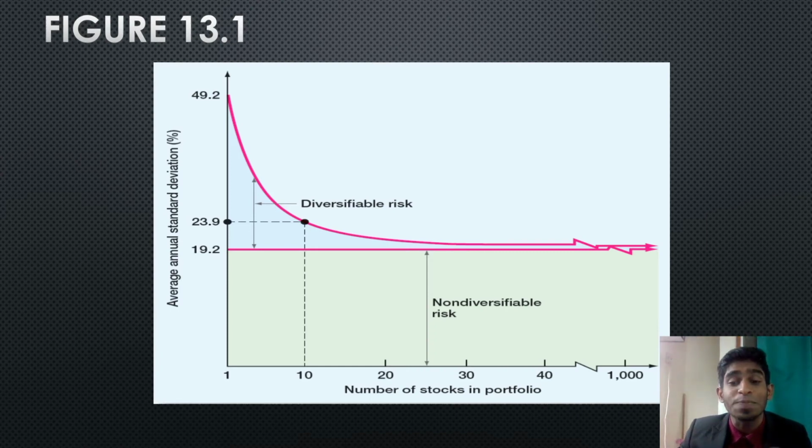Okay, figure 13.1 kita boleh tengok diversifiable risk. Ini lengkungan diversifiable risk, and then ini pula the distance of non-diversifiable risk, and this is an average annual standard deviation graph. So there will be an x axis, and then the y axis you can see number of stocks in portfolio. So this will be the graph of the standard deviation.